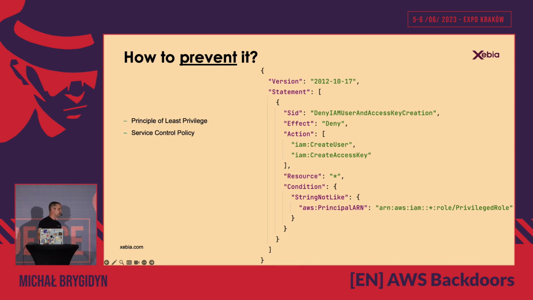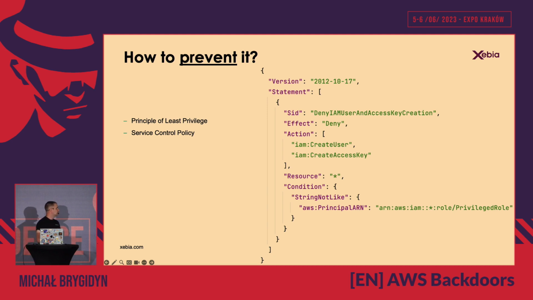How to prevent it? Let's say we have AWS Organizations and we have service control policies. By service control policies, we can protect our member accounts. Service control policies, which are used on the master payer account, protect our member accounts. They do not protect our master payer account.